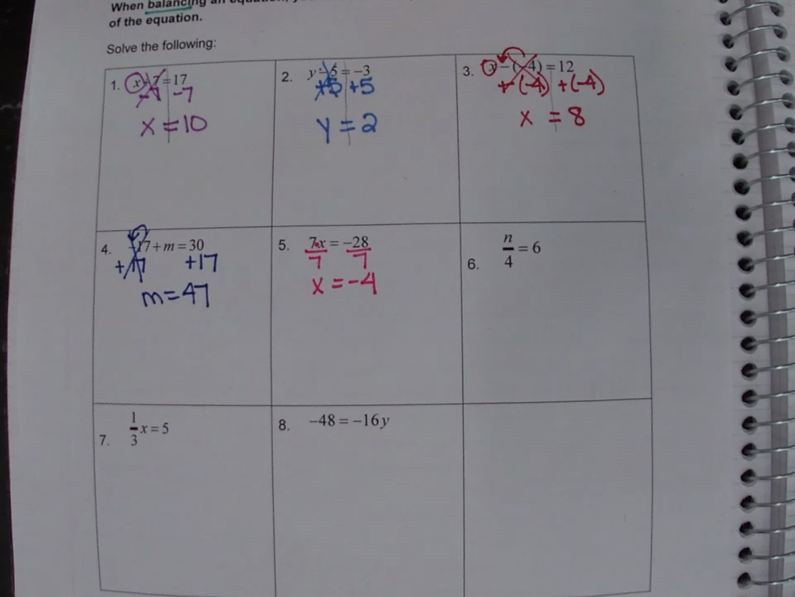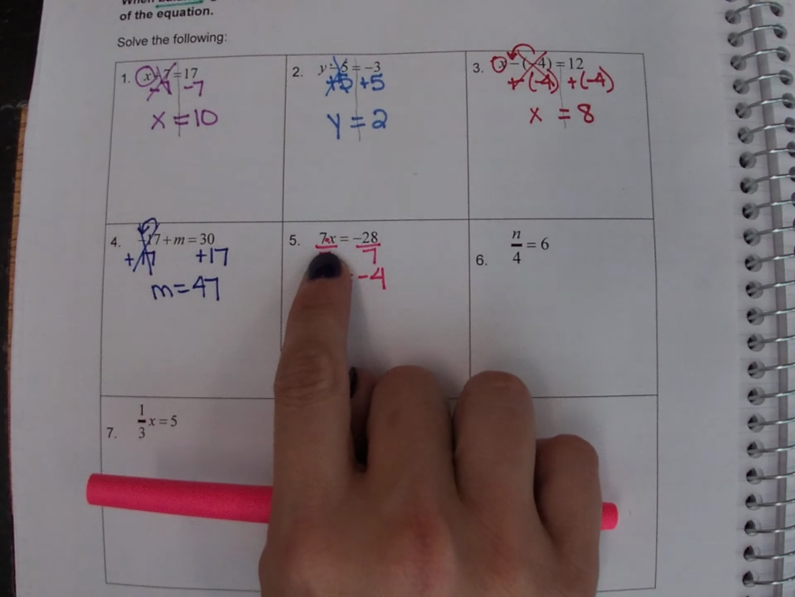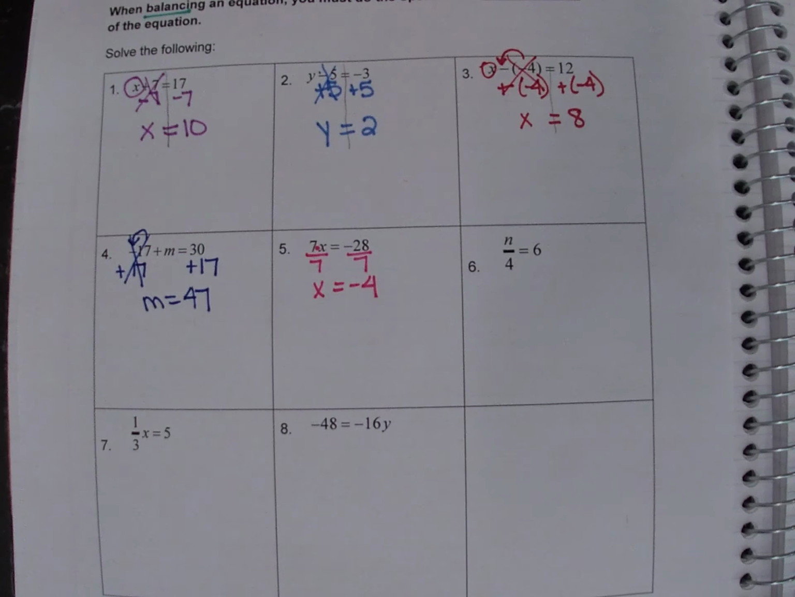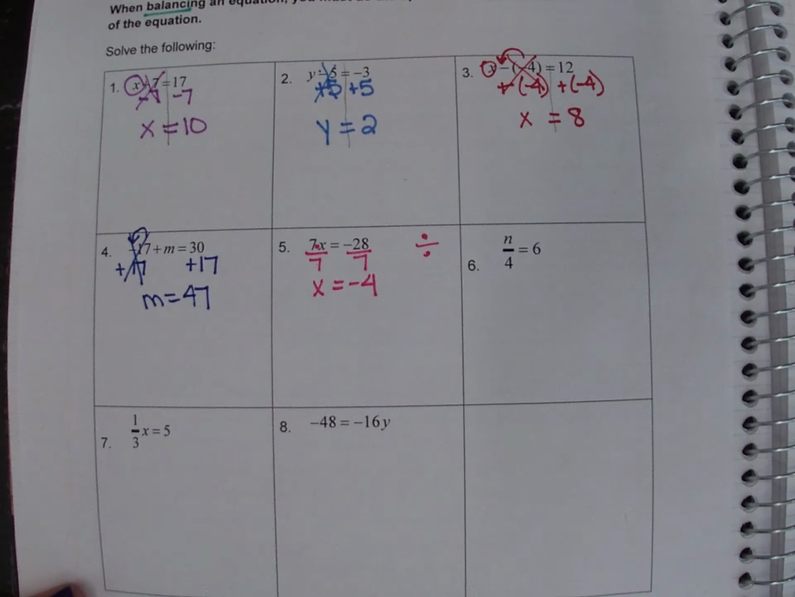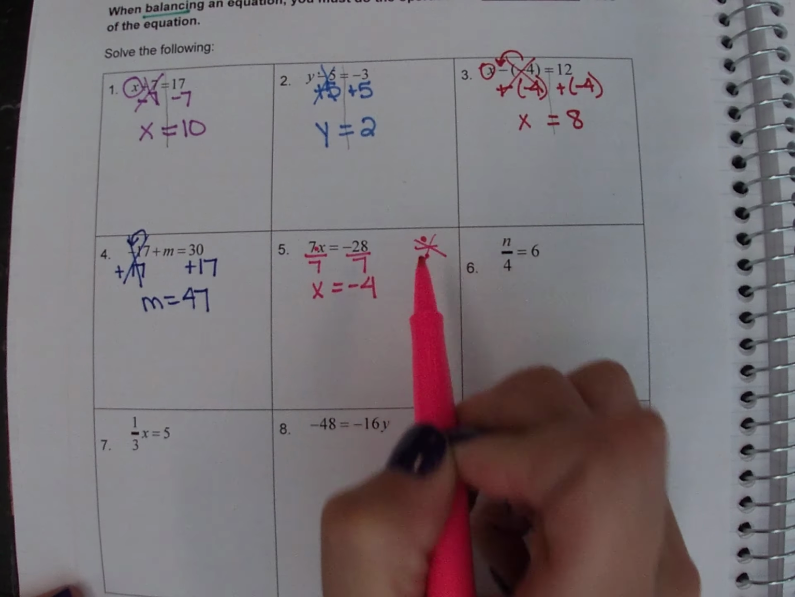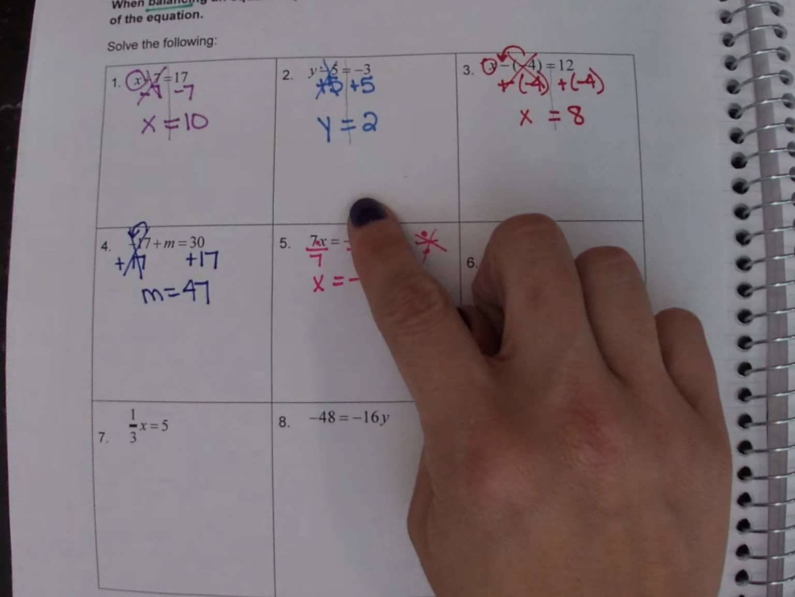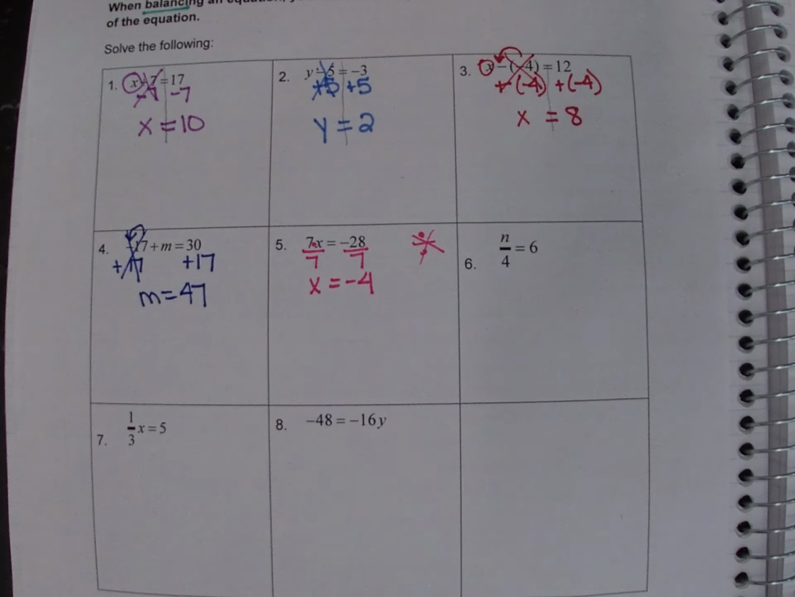Whatever I do to one side, I have to do to the other. Now, notice I'm writing my division sign as a fraction bar. I really, really strongly encourage you to get away from writing any type of division sign like this and using that fraction bar. Okay, negative 28 divided by 7 is going to give us a negative 4.